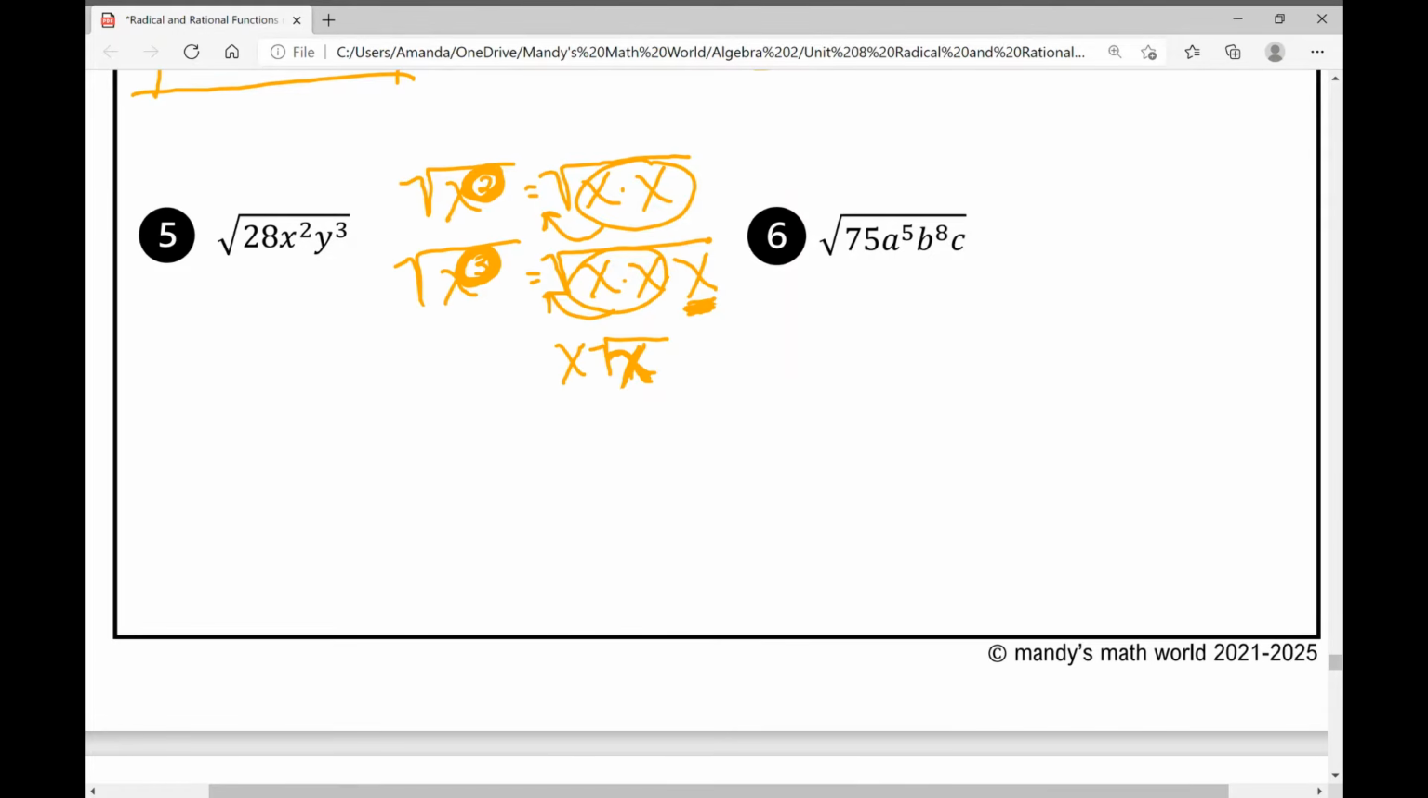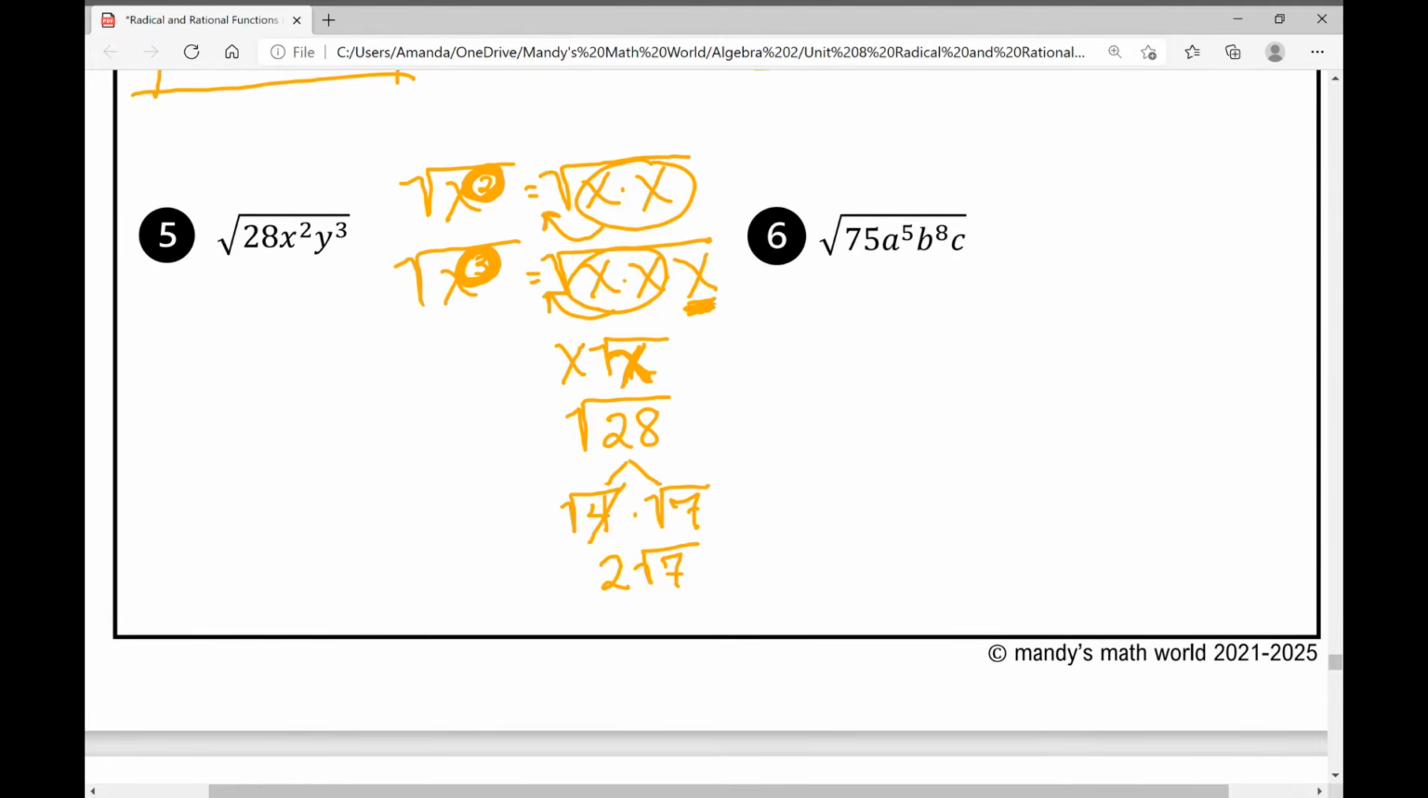So it's the square root of 28x squared y cubed. The first thing I would do is simplify the square root of 28. So what's the biggest perfect square that goes into 28? 4, just like we did in examples 1 and 2. 4 times what? 4 times 7. What is the square root of 4? It's 2. So this simplifies to 2 square roots of 7.